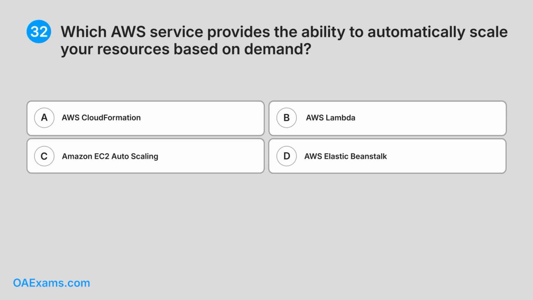32. Which AWS service provides the ability to automatically scale your resources based on demand? A. AWS CloudFormation. B. AWS Lambda. C. Amazon EC2 Auto Scaling. D. AWS Elastic Beanstalk. Can you guess the answer?